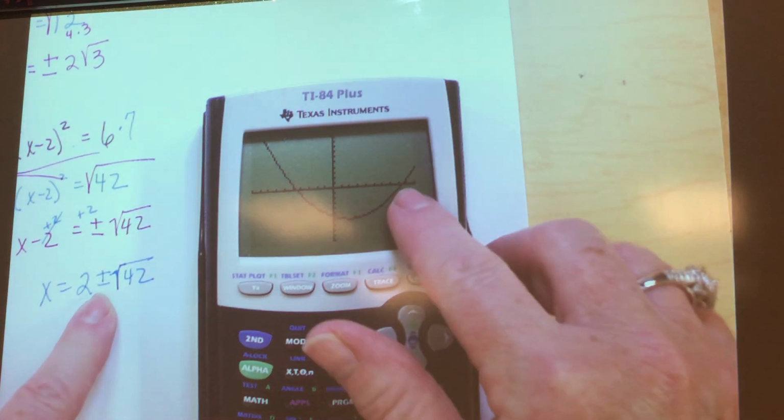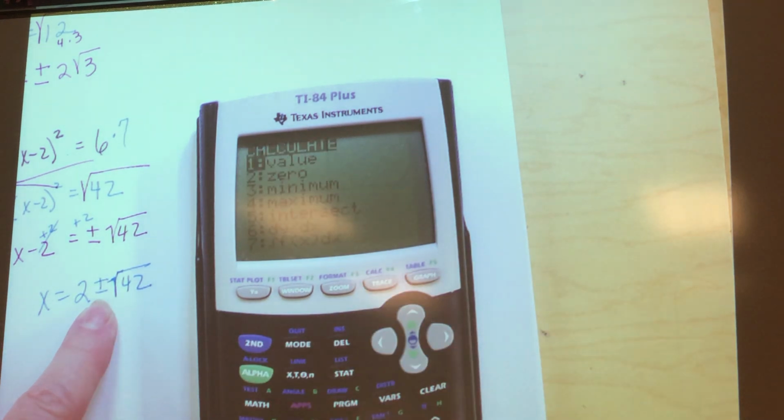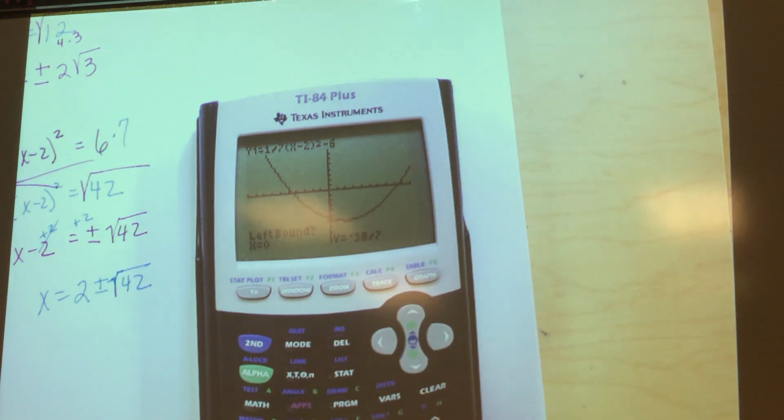So I'm just going to show you one for the sake of time, all right? So I'm going to go second and calculate. What am I calculating? A 0, so I'll choose number 2. He's going to ask for a left bound and a right bound. There's 2 of them, and he's like, hey lady, which one do you want? Give me some boundaries here, okay?